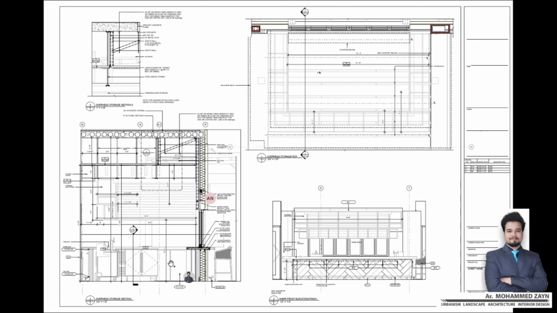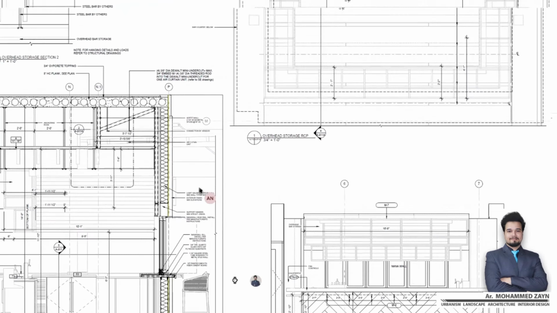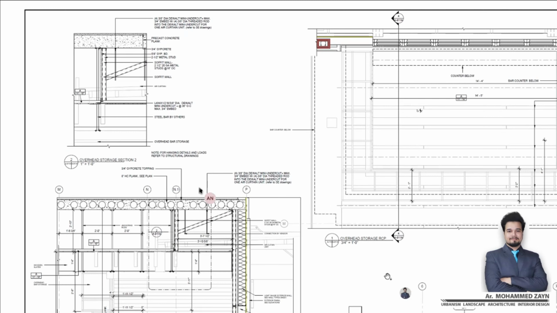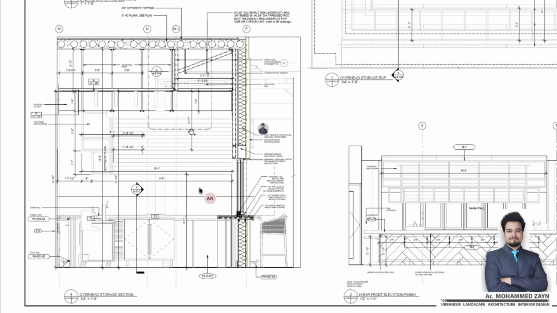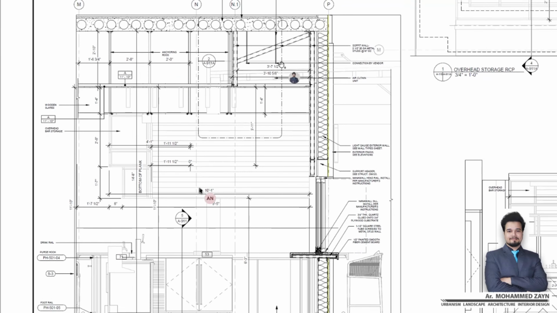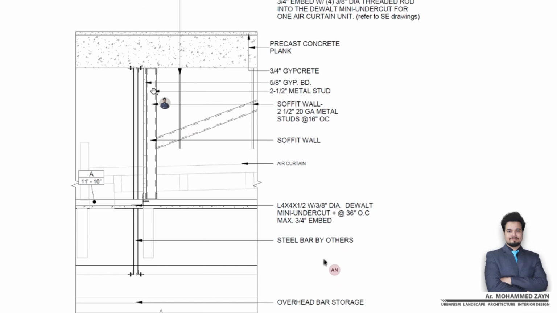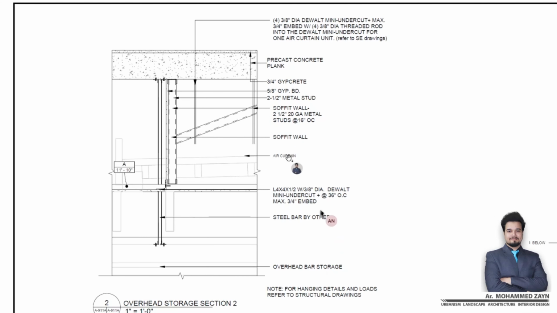Yeah. So if you see the detail number 4, overhead storage section of the bar, you'll see how the storage is going to be constructed. So you can see all the layers for the construction. If you can zoom above once, yeah, in here. So if you see here, we have the information of what thing is going to come in here.